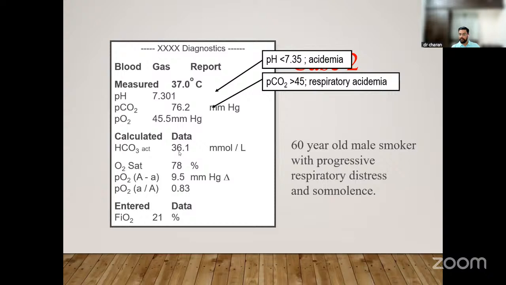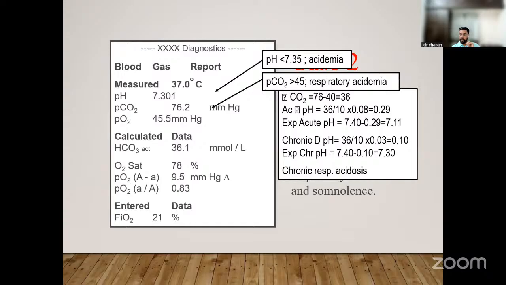See the bicarb, it is 36. So it cannot be a metabolic acidosis. For metabolic acidosis, bicarbonate has to be lesser than 20. So the second step is to identify what acidosis it is. So here we have diagnosed it as a respiratory acidosis. The third step, you need to identify whether it is acute or chronic. Since it is a respiratory problem, you need to identify whether it is acute or chronic.